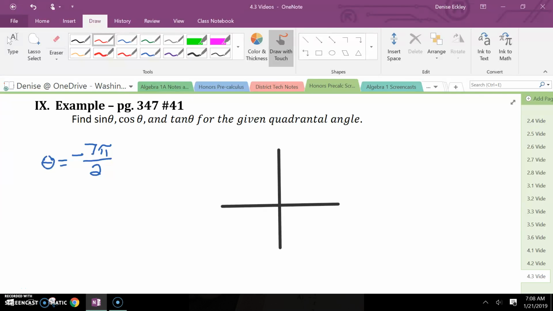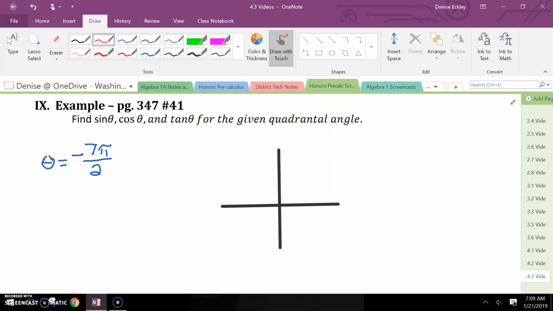Page 347, number 41, asks us to find the value of sine theta, cosine theta, and tangent theta for the given quadrantal angle. Now, quadrantal angles are angles whose point on the terminal side lies along one of the coordinate axes. So we have to figure out which axes we're on based on negative 7 pi over 2. The negative sign tells us that we're going to be traveling in a clockwise direction.